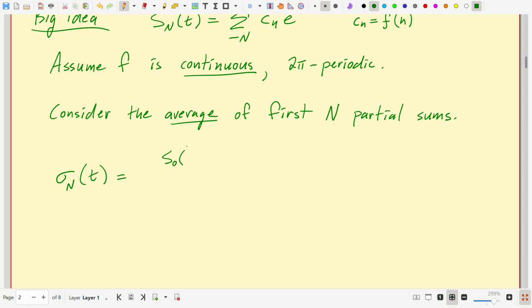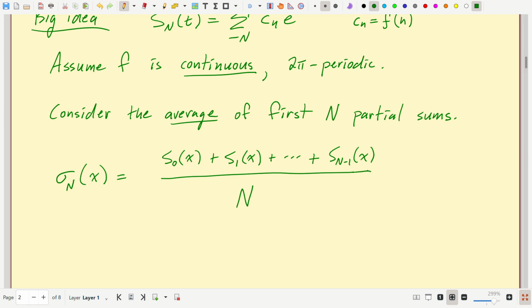I'm going to change to x's. S0 of x. And the next one would be S1 of x plus dot, dot, dot. And I want n of those things. I'm going to divide by n. So to get n, I would only have to go to S sub n minus 1 of x. Of course, S naught is just a constant.